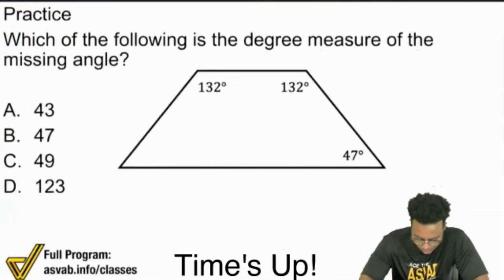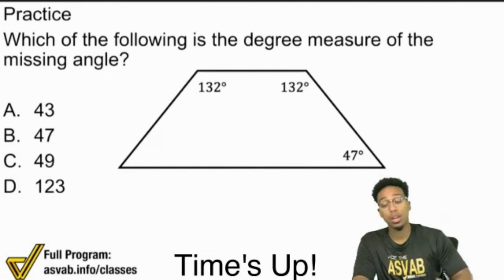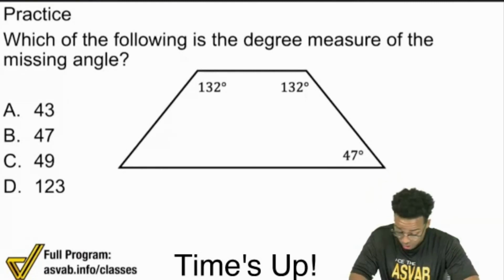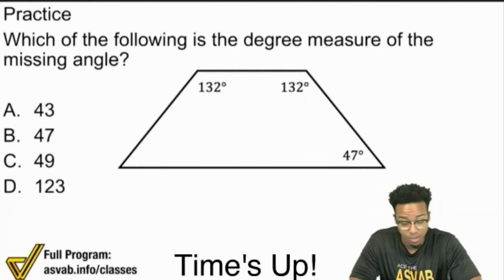Next, here we go. So again, the angles in a quadrilateral add up to, we just saw the answer here, 360 degrees. I'll give you all 2 minutes to try this one out, and then I'll take over.